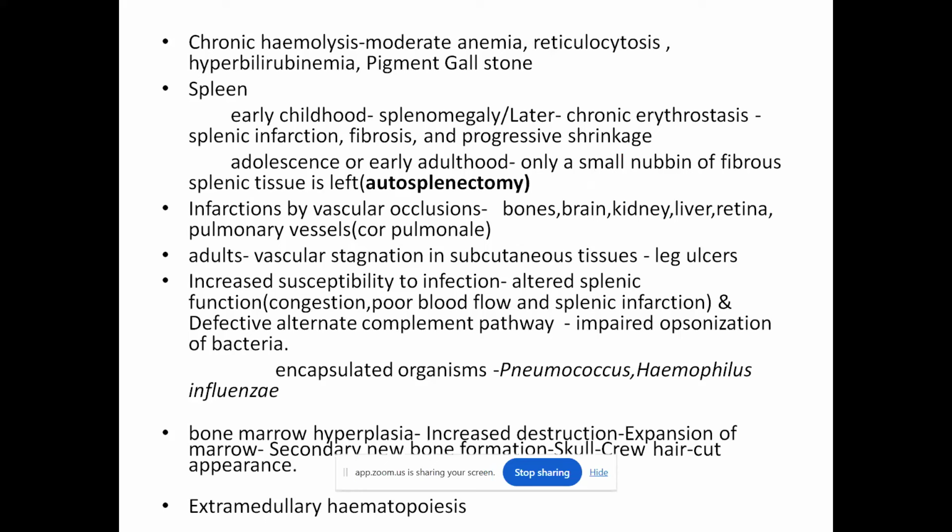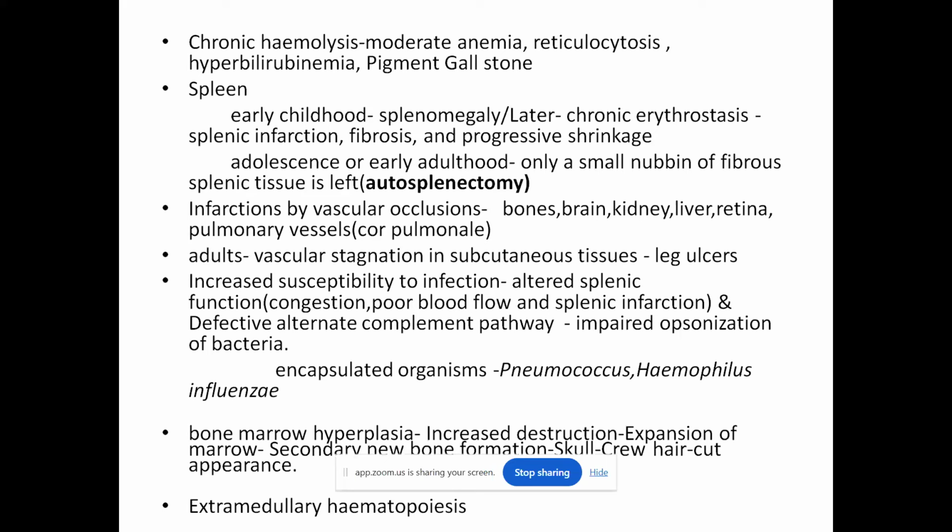So what are the clinical manifestations? Due to the chronic hemolysis, the patient will have moderate anemia, reticulocytosis, jaundice, and gallstones. In the spleen, initially, due to erythrostasis, more cells are there, so splenomegaly will be there. After that, in the later stages, and finally in early adulthood, only fibrous splenic tissue will be there. The spleen will have repeated infarction, fibrosis and shrinkage. The tissue will change into fibrous tissue.